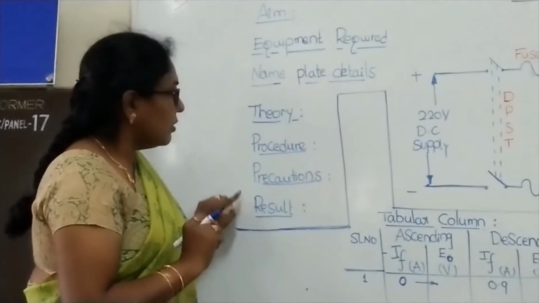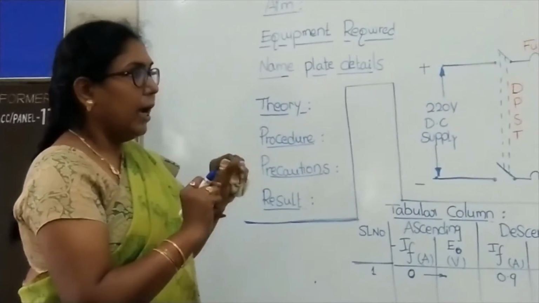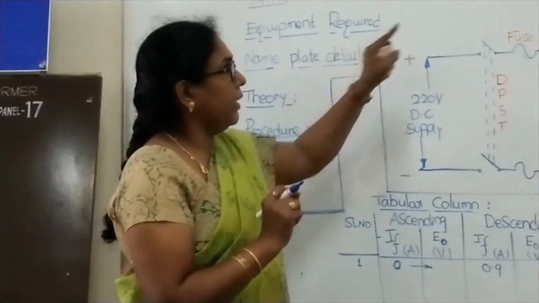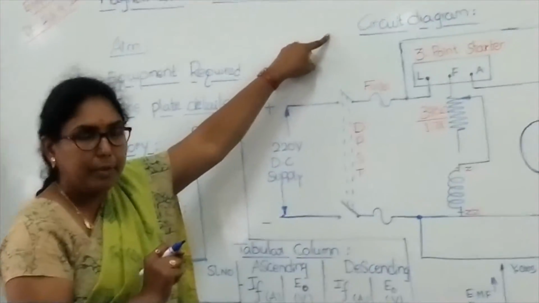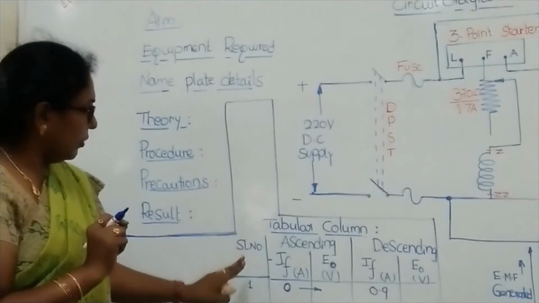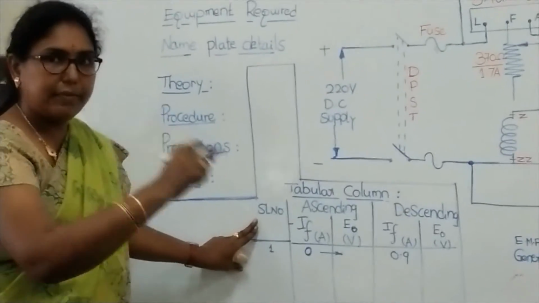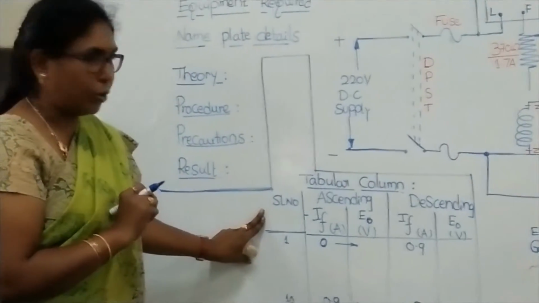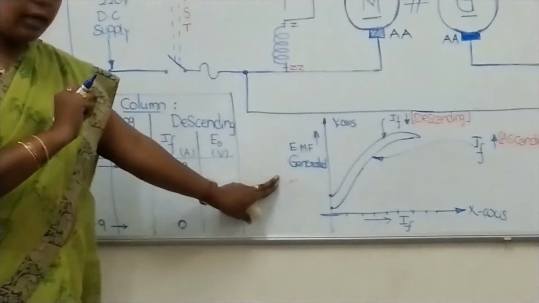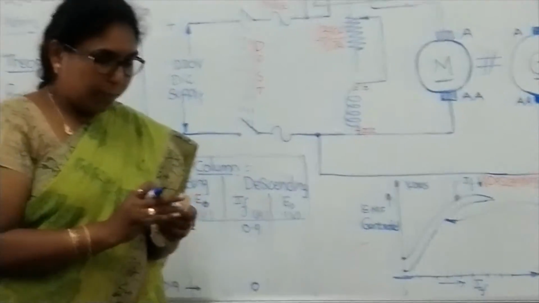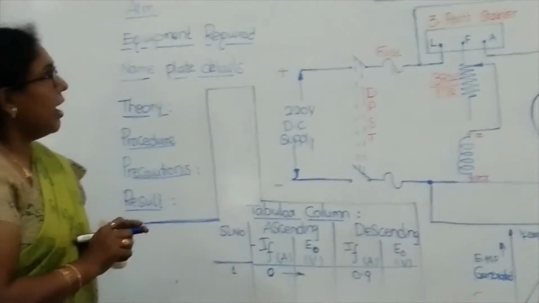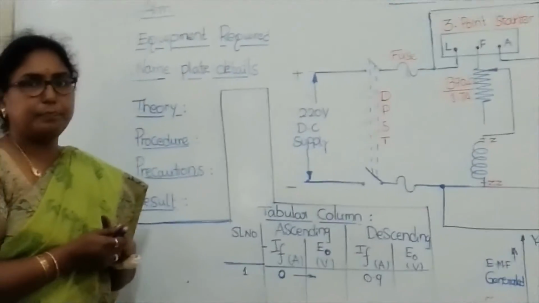Coming to the left hand side of the observation book or the record book, we have to draw the circuit diagram using a pencil. Then we have to draw the tabular columns concerned with the experiment on the left hand side of the book. Finally, the model graph also has to be drawn on the left hand side of the book. So first, today I am going to explain in detail the magnetization characteristics of a DC shunt generator.